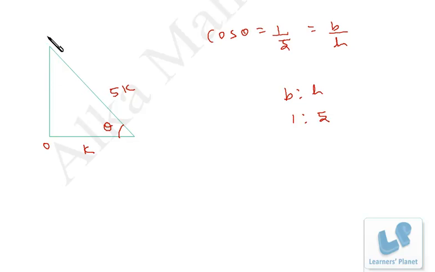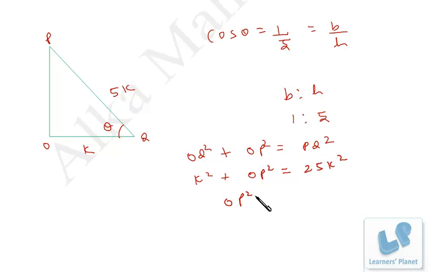So suppose this is triangle OPQ, so OQ square plus OP square is PQ square. So OQ square is k square, plus OP square, which we have to find out, is equal to PQ square, that is 25k square. So OP square is 25k square minus k square, that is 24k square. So OP will be root 24 k. Now we got all the three sides of this triangle, so we can calculate all the other ratios.